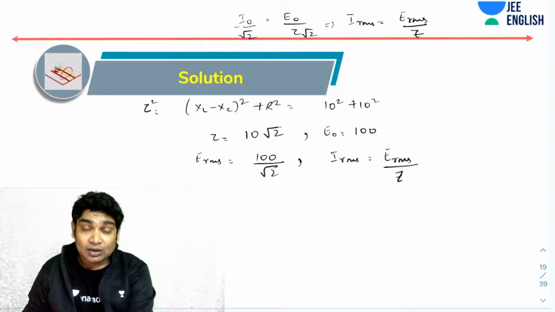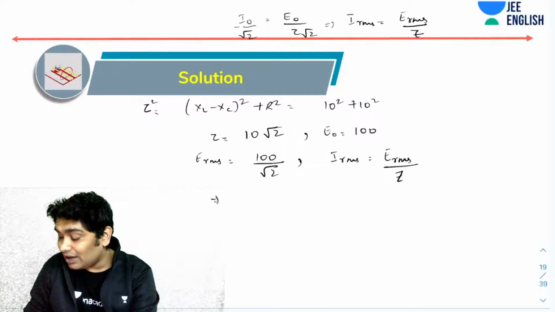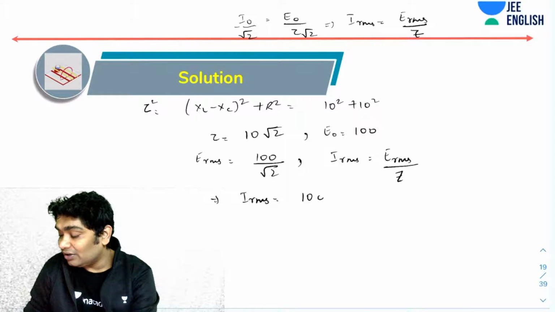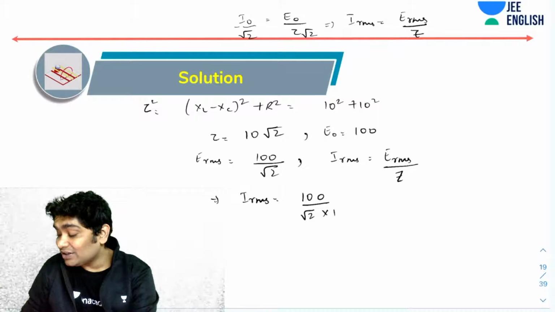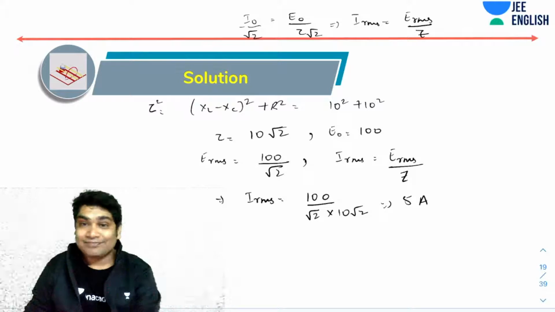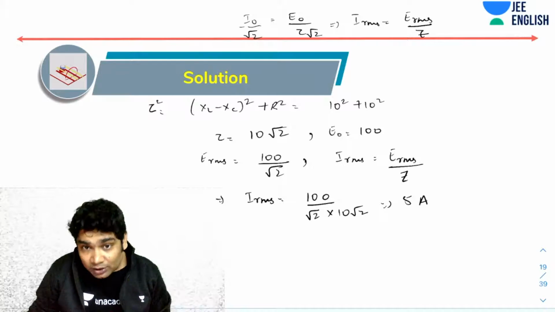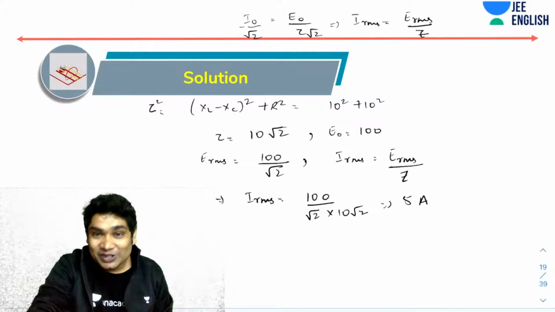The AC ammeter will read the RMS value of the current, correct? So let's see what this is. So IRMS would have been ERMS, which is 100 over root 2, upon Z, which is 10 root 2. So that in fact comes out to be 5 amperes. Okay, so the RMS value is not 10, it is going to be 5. Okay, guys, it is 5.